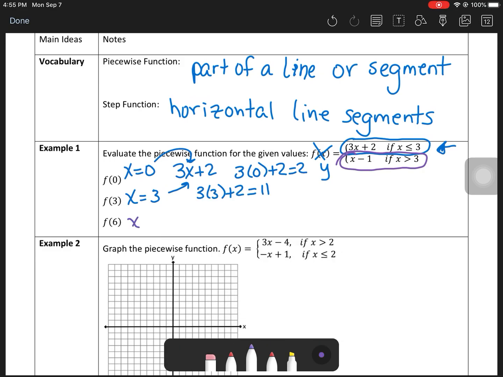Next, it says that x is equal to 6. So since that is the case, we want to take a look at the bottom because our restriction or parameter says that x has to be greater than 3. So x minus 1, we're simply going to substitute 6 in for the x and calculate, and we've evaluated that part of the piecewise function to be 5.